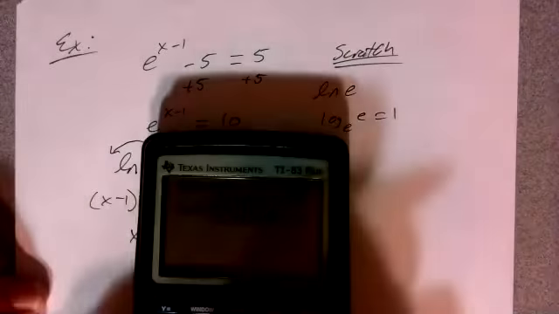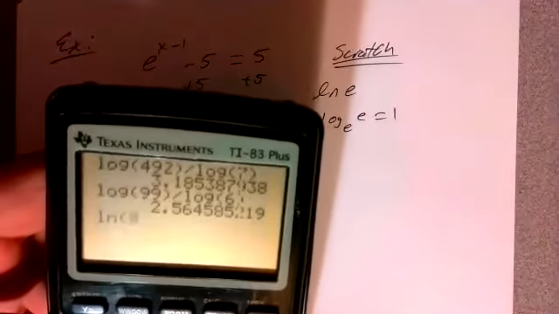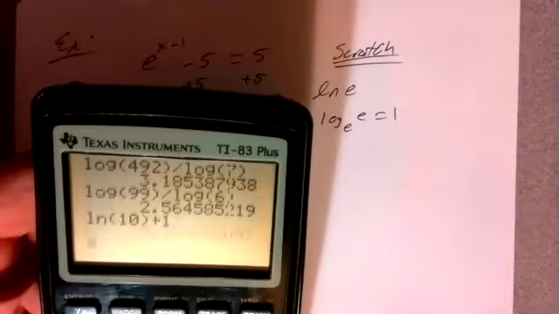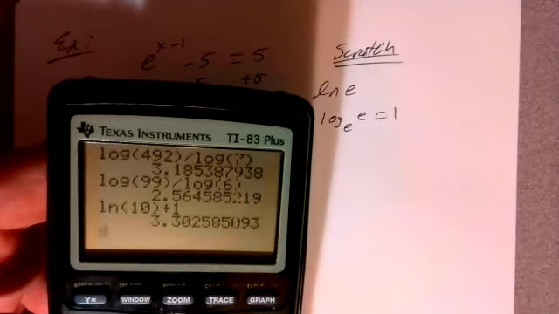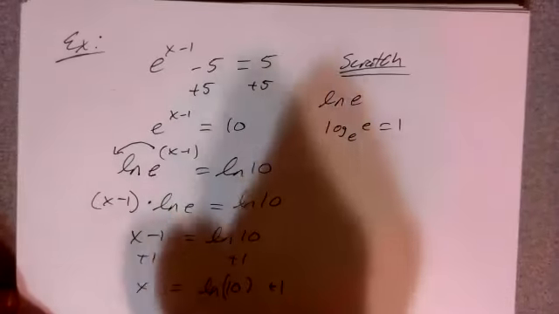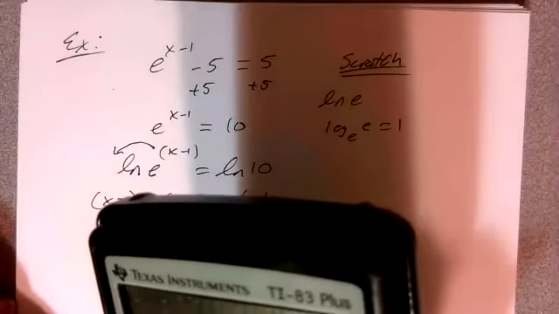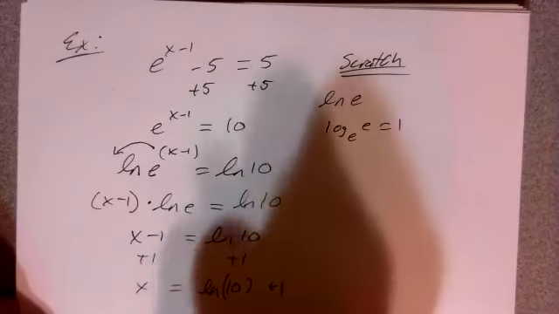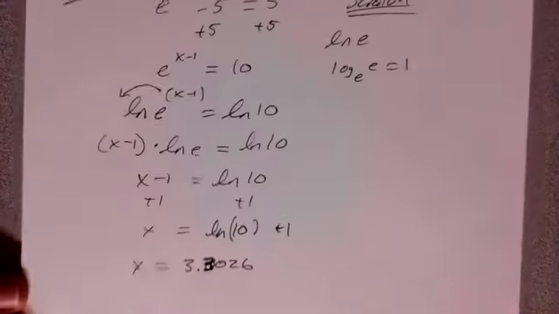Now I go to my calculator or Desmos or whatever you've got going on, and we're going to say the natural log of 10, close the parentheses, plus 1. Bingo bango, 3.3026. So we get x equals 3.3026. That's why we don't do math in pen.